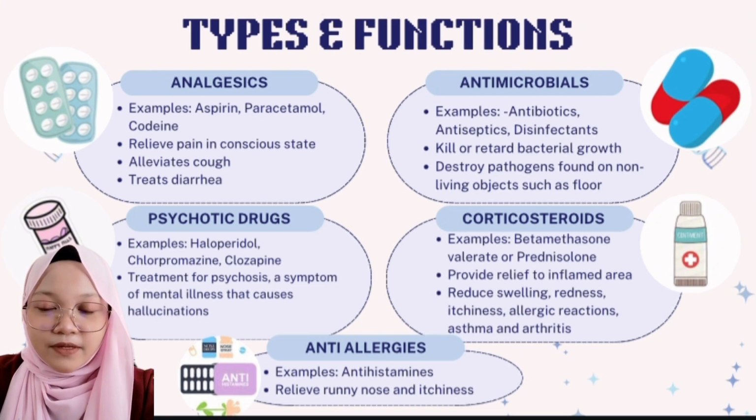This type of medicine should be taken according to the doctor's prescription, as aspirin is acidic and is not suitable for gastric patients or children because it can cause stomach ulcers. And paracetamol, if taken in overdose, can cause liver damage. And for codeine, it can cause drowsiness.